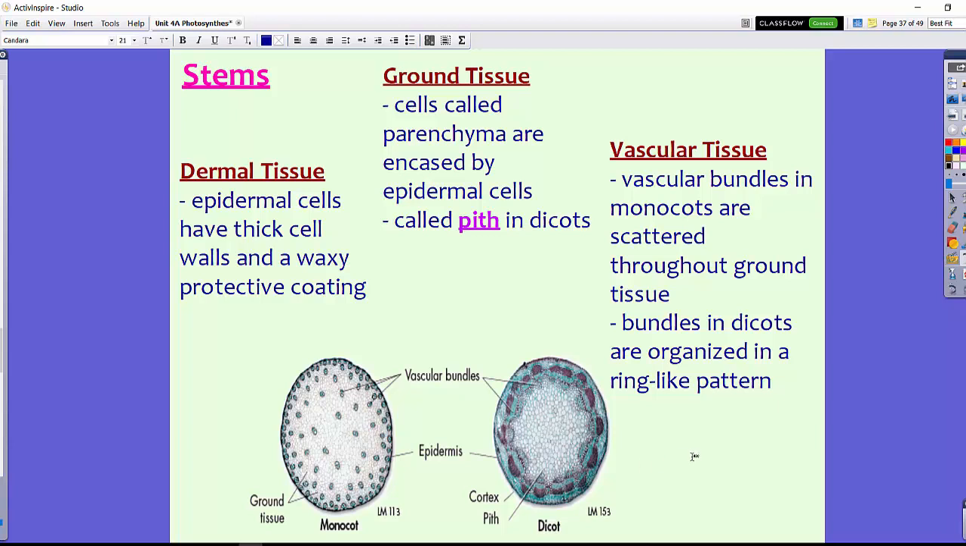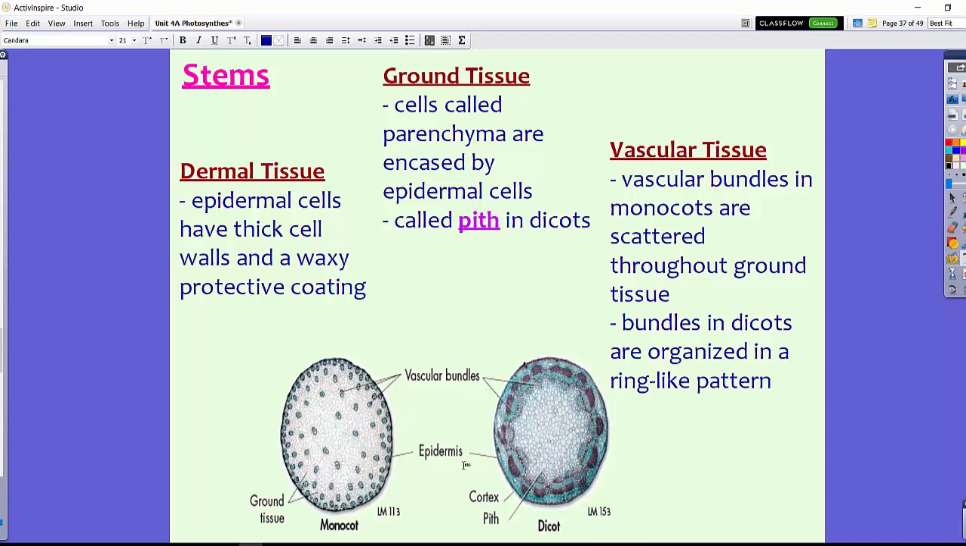Now the vascular tissue, again, as I mentioned earlier, is your xylem and phloem. Now in monocots, the picture here on the left, monocots have vascular bundles that are scattered throughout the ground tissue. If you notice these little bluer dots, this is your vascular tissue, and this is your ground tissue. The vascular tissue is made up of the xylem and phloem.